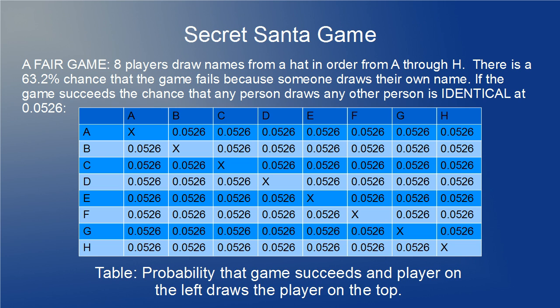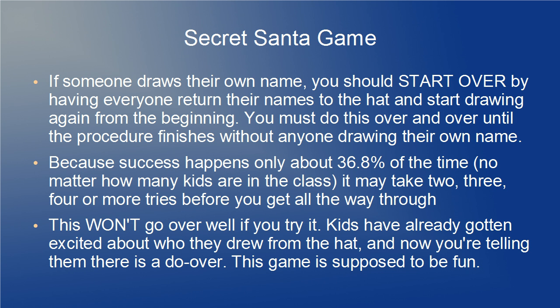But from the table, we see that when the game did not fail, we have precisely the same number in each cell of the table, indicating that this game is completely and absolutely fair. Everyone has the same chance of choosing or being chosen by anyone else. A thing of beauty.